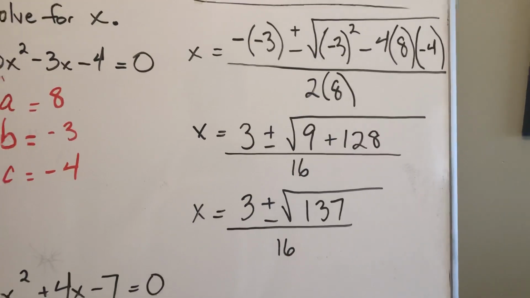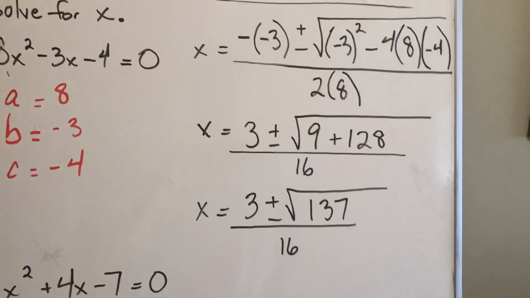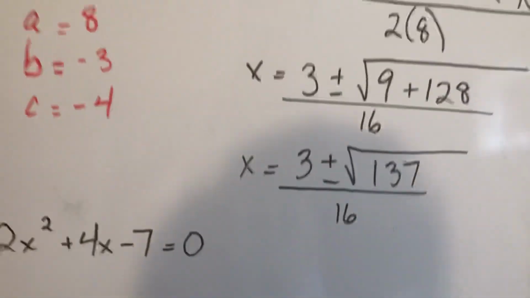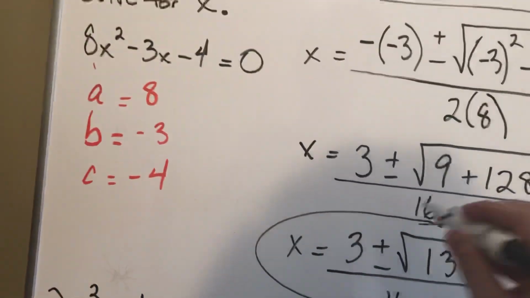You can go through the list. 4, 9, 16, 25. There are none. So this is actually your answer. And I want you to leave it in simplest radical form like this.